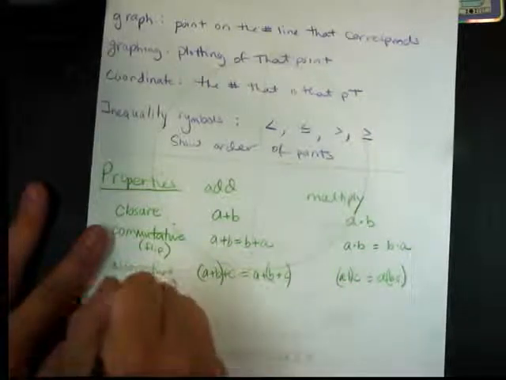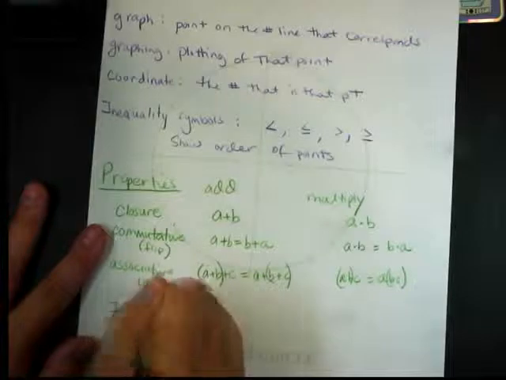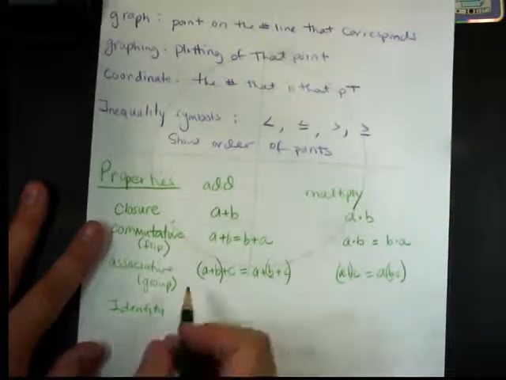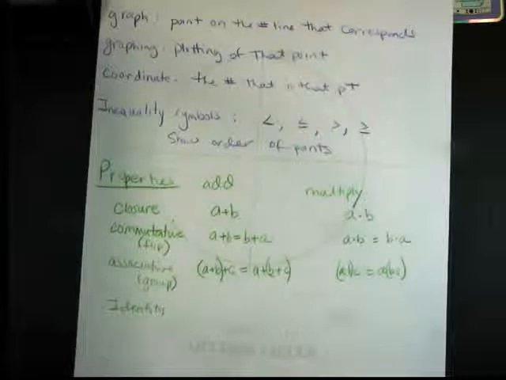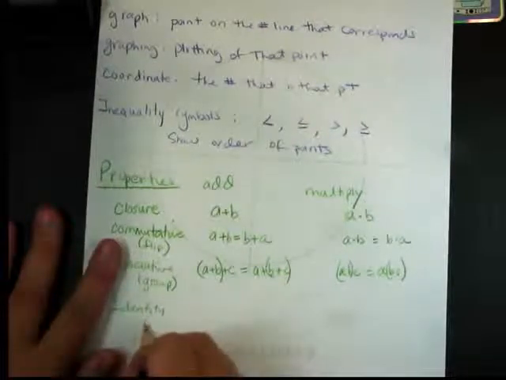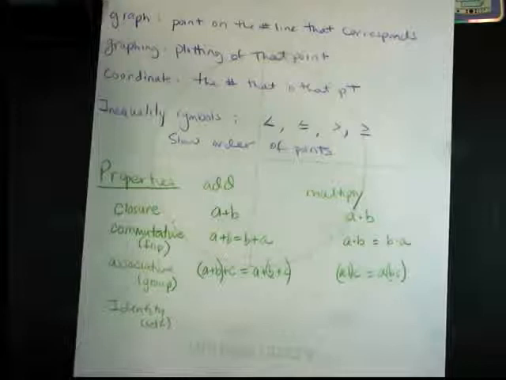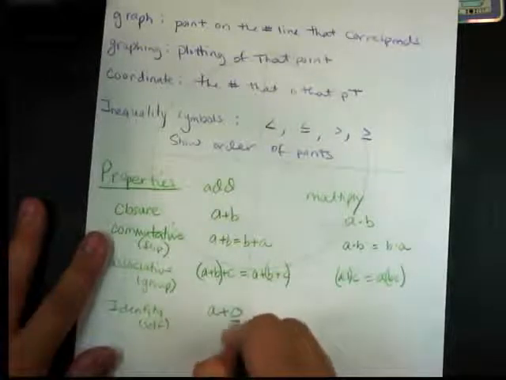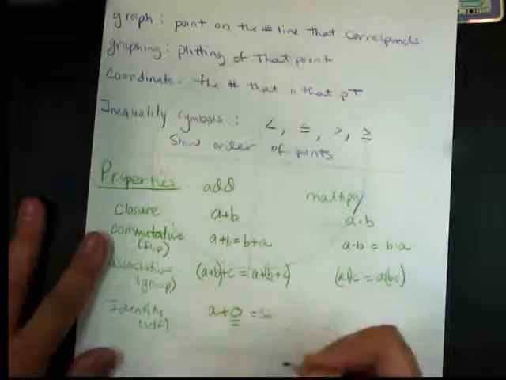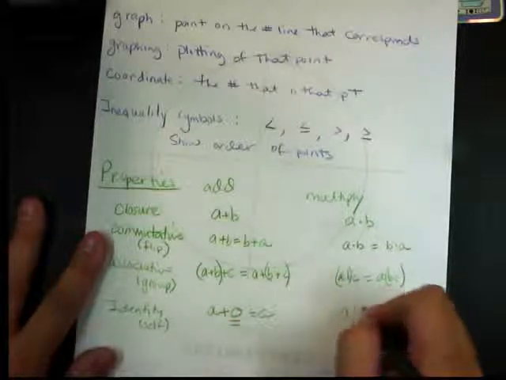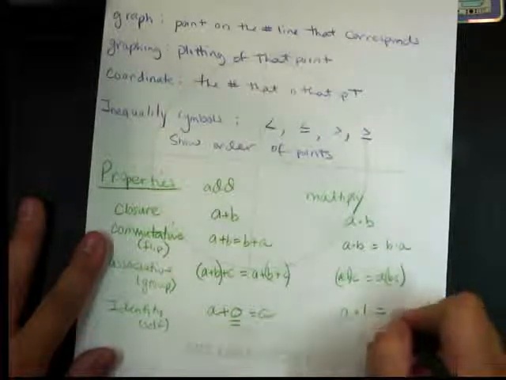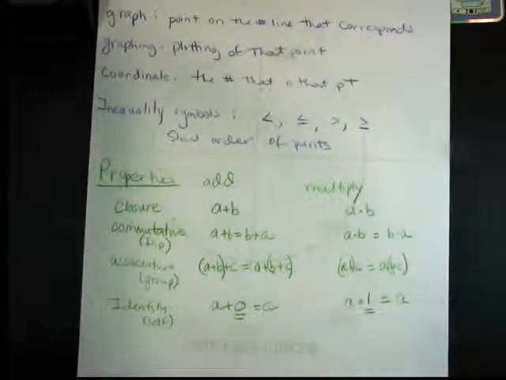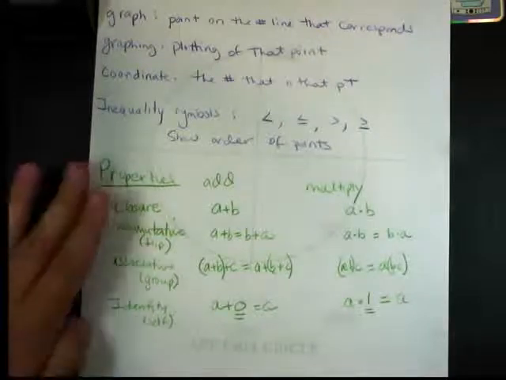Next one is the identity property. The identity is what is going to give you yourself back. So in order to get myself back, what do I add? 0. That's how you get yourself. When I'm multiplying, I multiply by 1. That's how you get your identity. The identity is to add by 0 or multiply by 1.